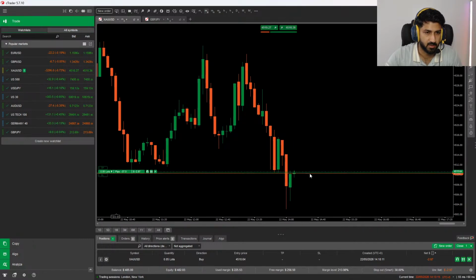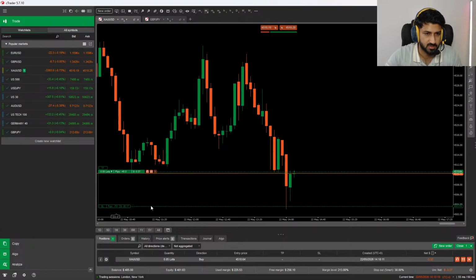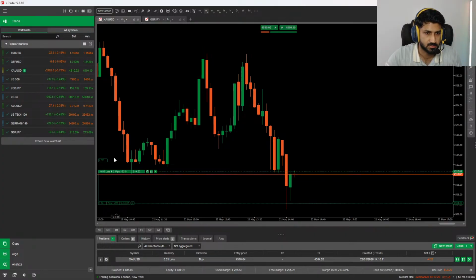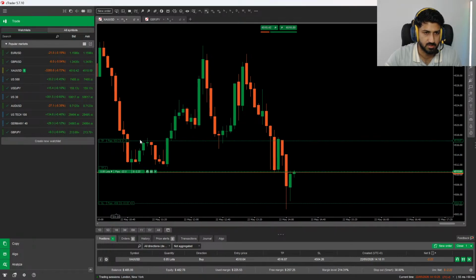I've entered into a buy here. And the stop loss is going to be below the previous candle here for price to continue up to these areas.